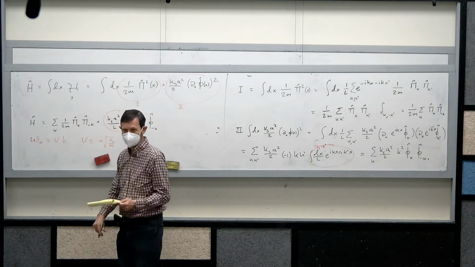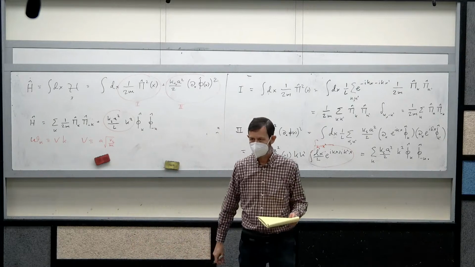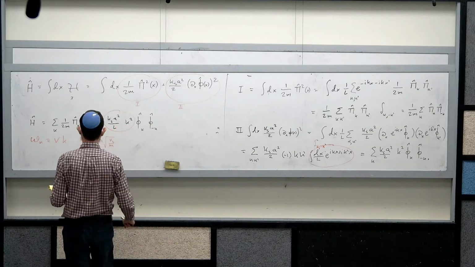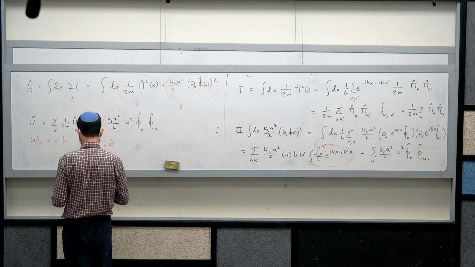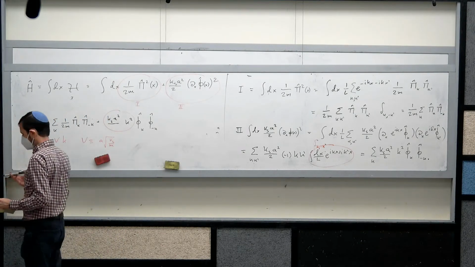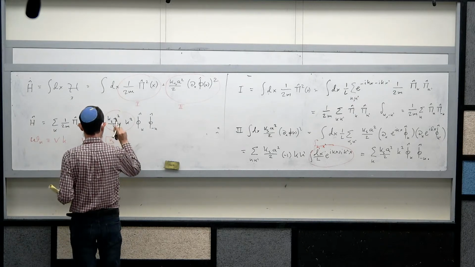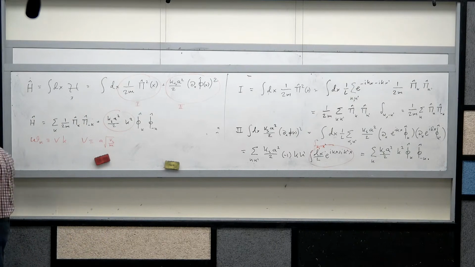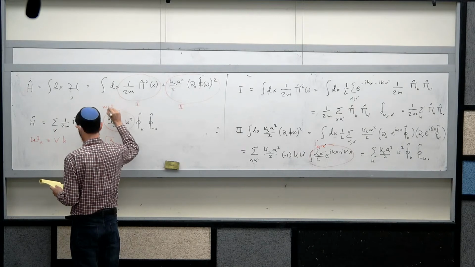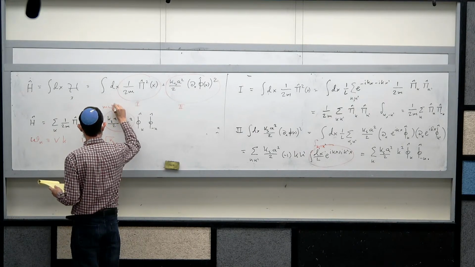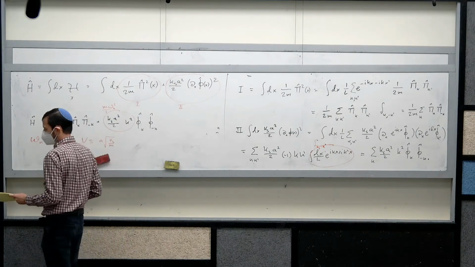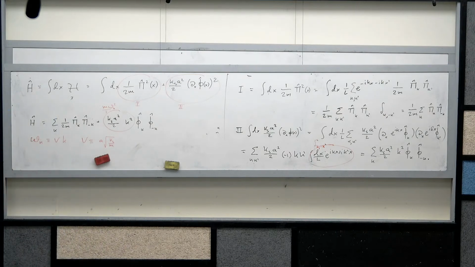We can rewrite all this term. You're missing a half, maybe? It's 2. It's supposed to be 2. Okay.